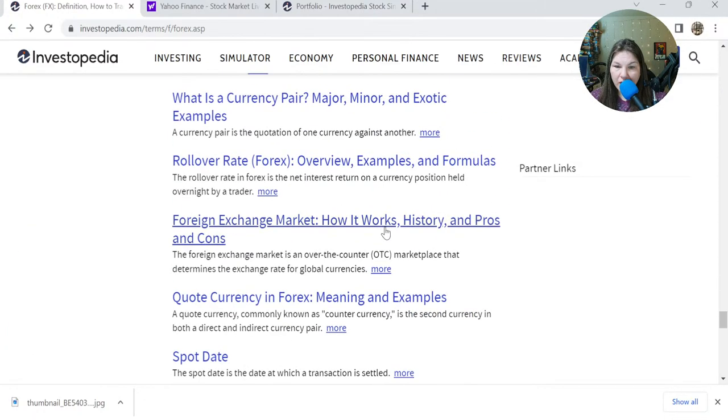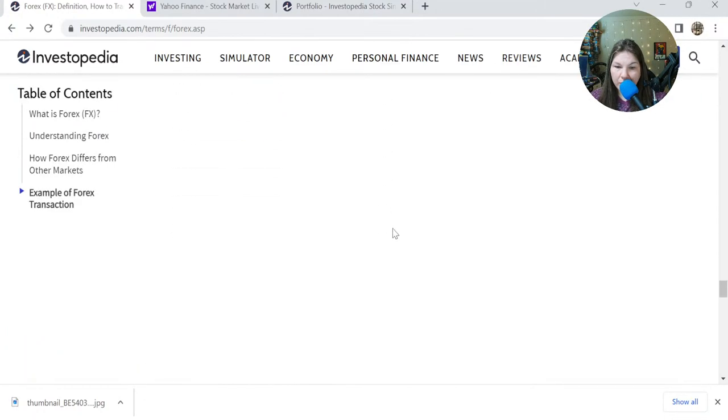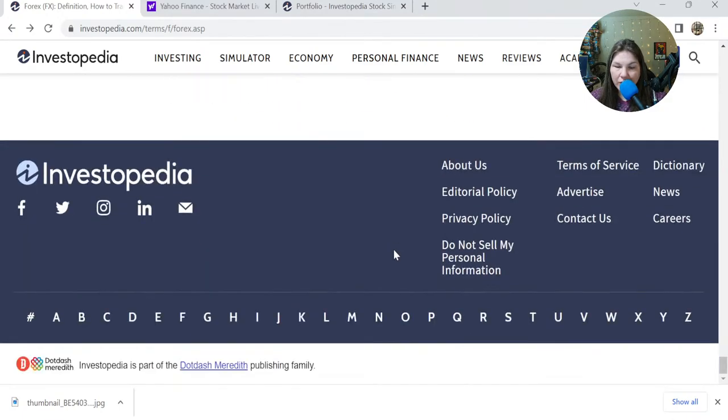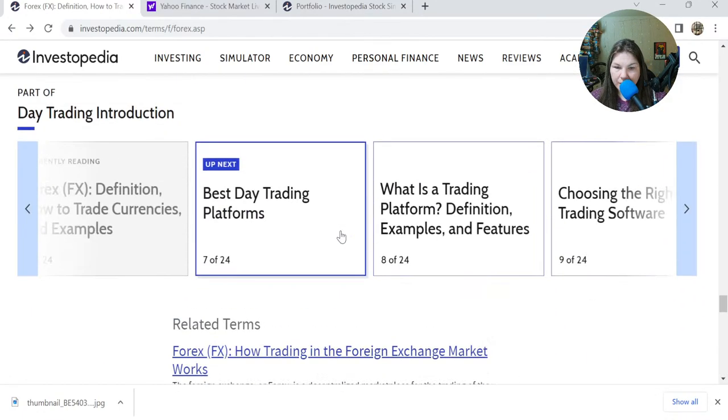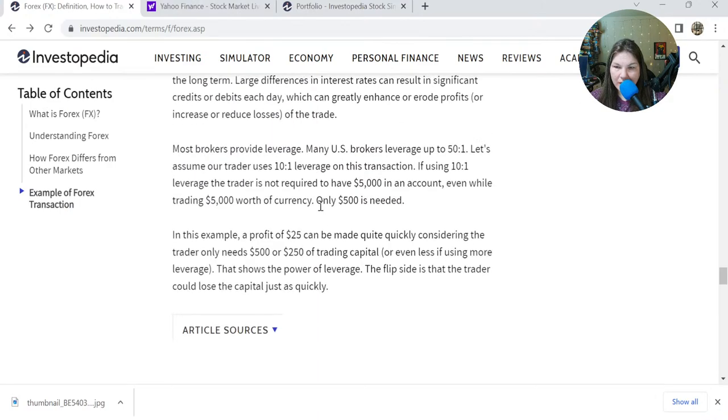So, they didn't tie it up with a nice little bow. I like it when they say the end. They tie it up for us in a nice little bow. But well done, guys. Well written. We know what the Forex is now.